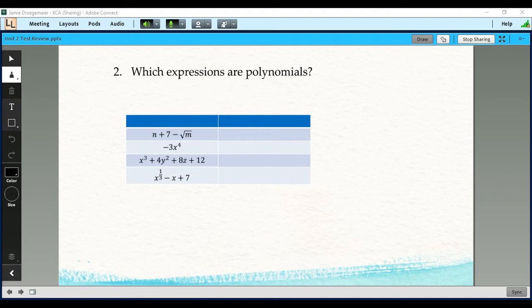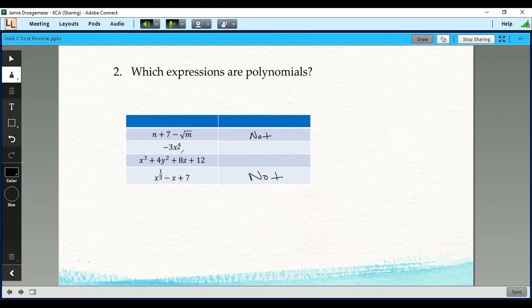In number 2, they ask us which of these expressions are polynomials. And when we talked about for something to be a polynomial, one of the things that we said is we can't have a variable that's inside of a root symbol. So in this one, the square root of m prevents this expression from being a polynomial. We also said that our exponents have to be whole numbers. And so here we have an x to the 1/3. That tells me that's not a polynomial.